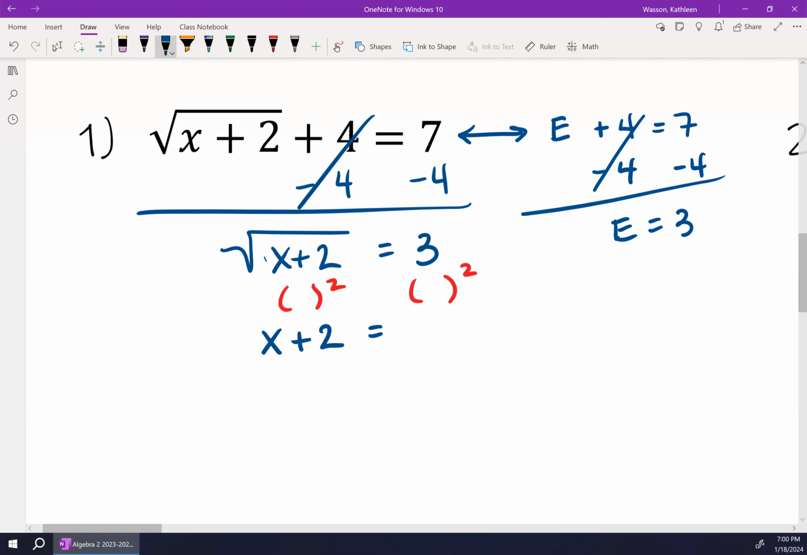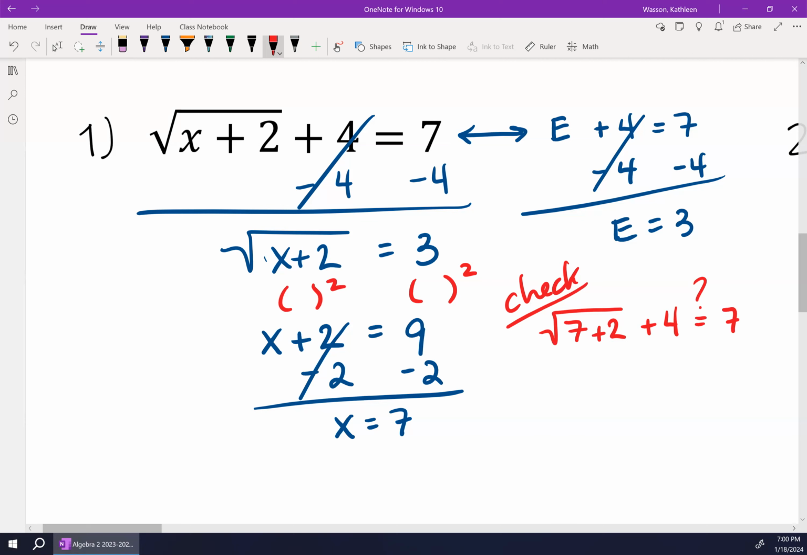To check, you substitute what you found for x into the original equation in place of x. And we want to know, is this equal to 7? So you can put the left side into the calculator, or I'll just do it by hand. The numbers aren't large or unfamiliar. Square root of 9 plus 4. Square root of 9 is 3, plus 4. 3 plus 4 is 7. So this is a good solution.